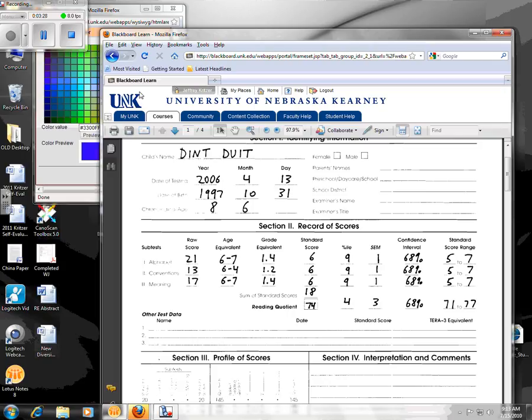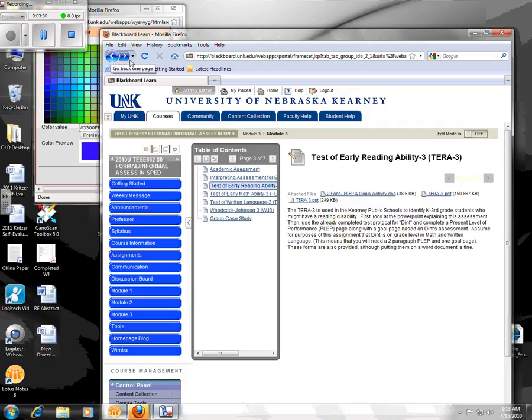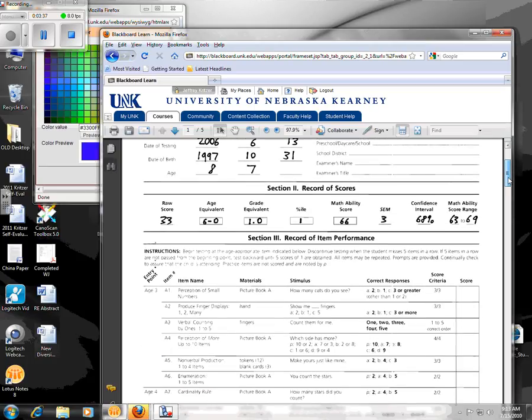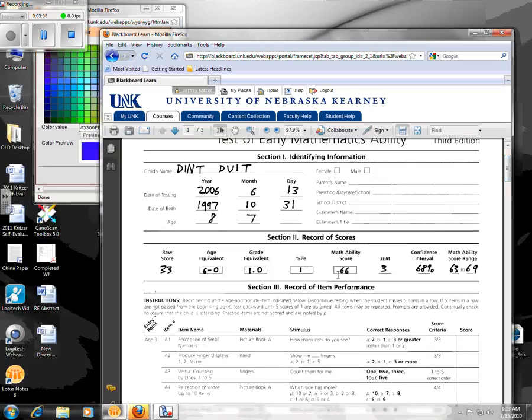Then, this is the math protocol. Here is your standard score. The math ability score is a standard score. You can use that. In this case, assume the child is at grade level in reading as well as in written language.